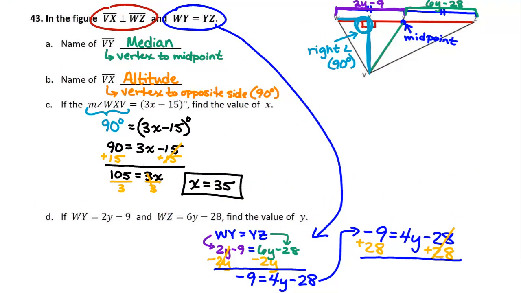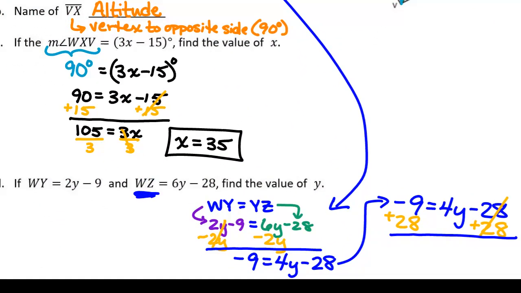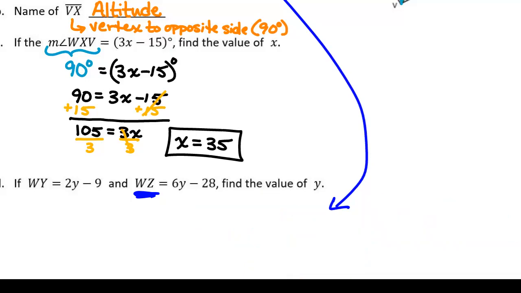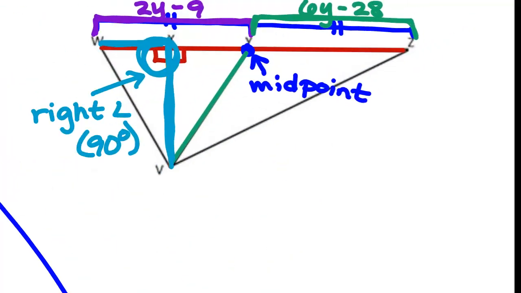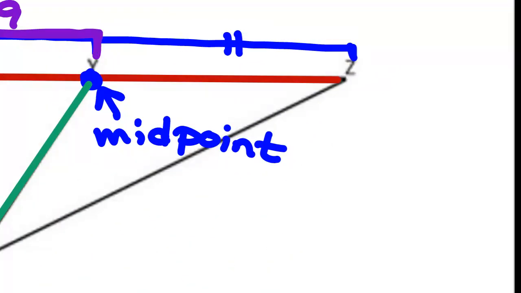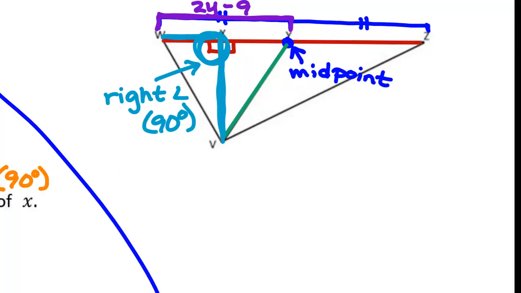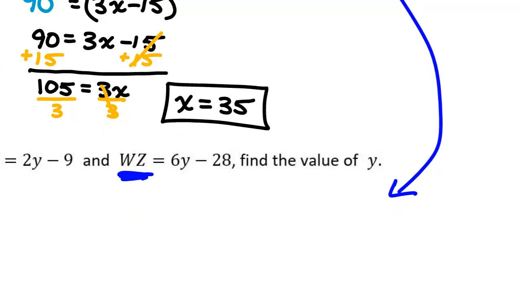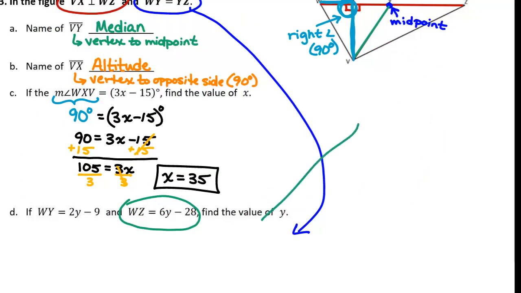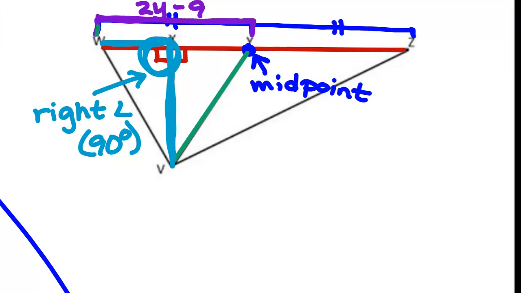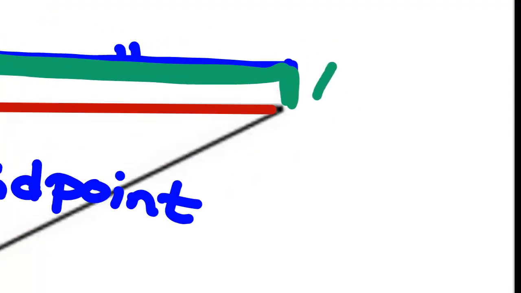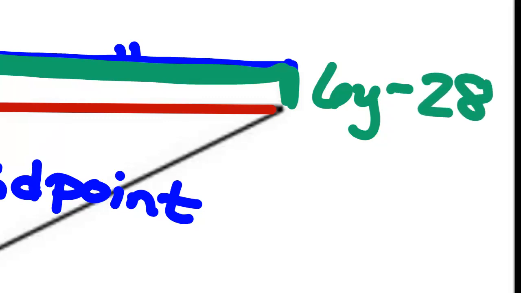Oh, wait. Yeah, sorry. This says WZ, and I wrote YZ. I am so sorry, guys. Let me erase that. Back up. What they gave us, and what I blew right past as I was reading it, it says WZ equals 6y minus 28. So when I look at the picture, WZ is this whole thing here. That's 6y minus 28.